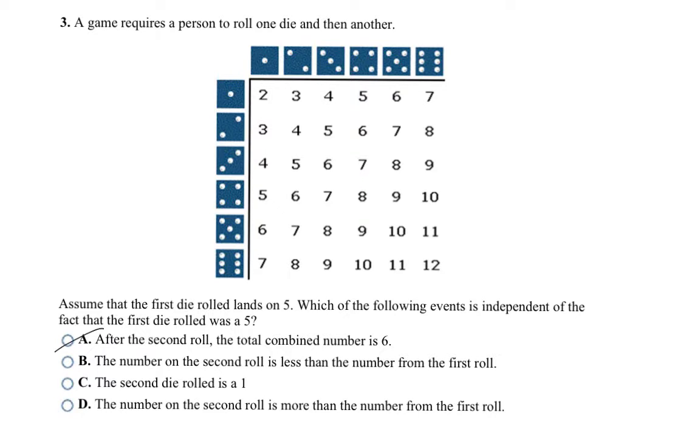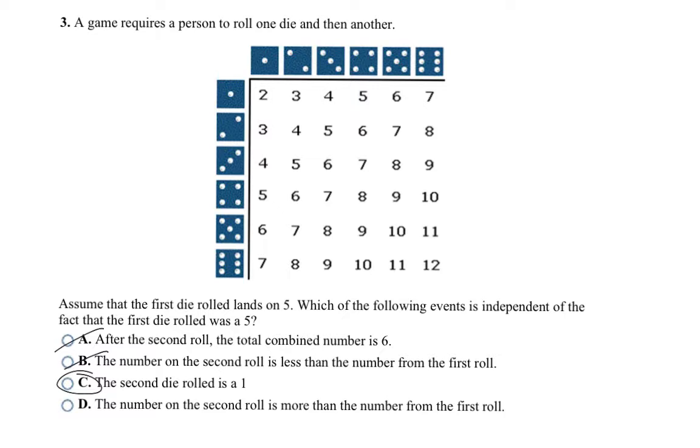And then B is the number on the second roll is less than the number from the first roll. So because you're comparing their sizes, that's going to be dependent also. C says the second die rolled is 1. So the outcome of the first roll and the outcome of the second roll, they don't affect each other at all. So C is the one that's going to be independent.